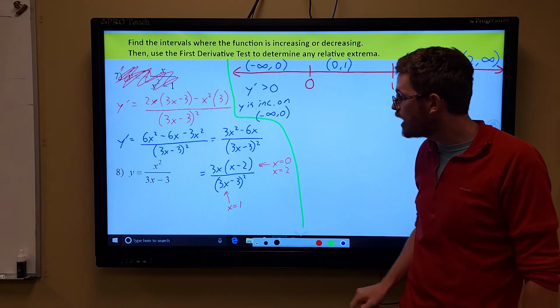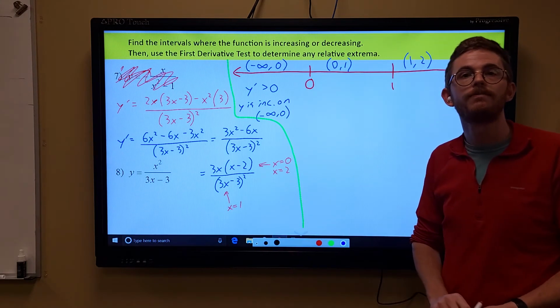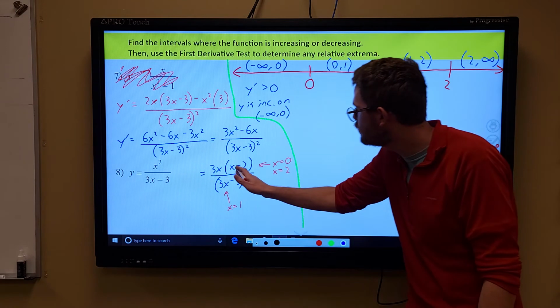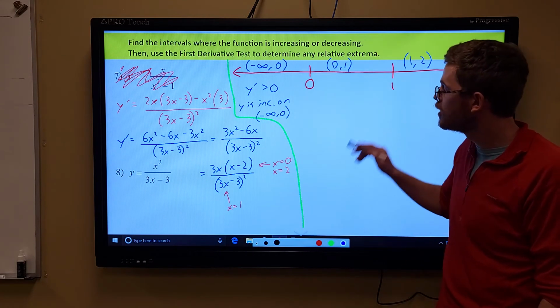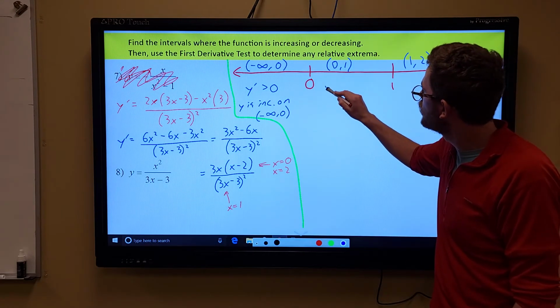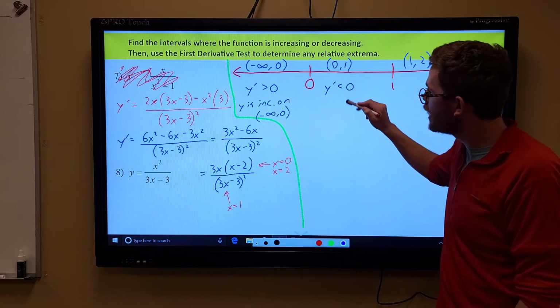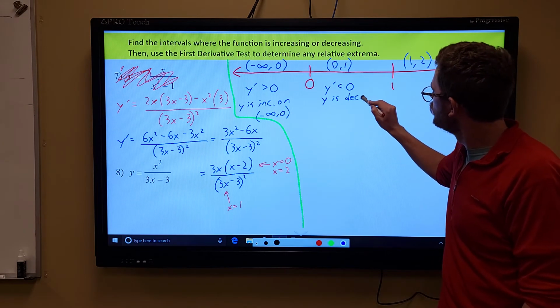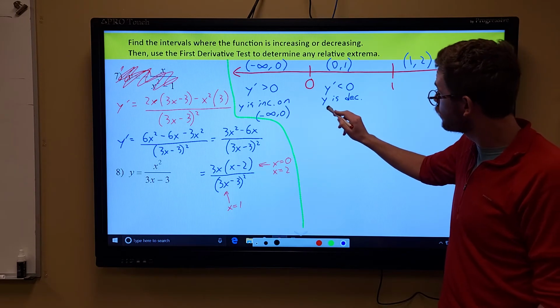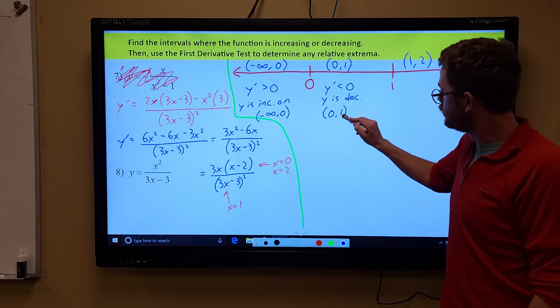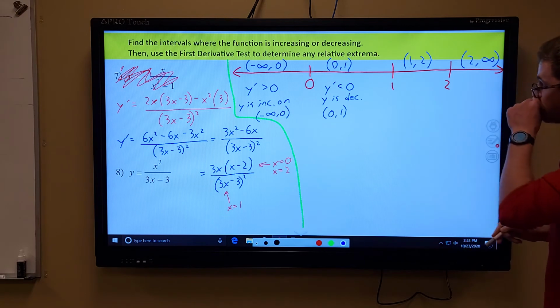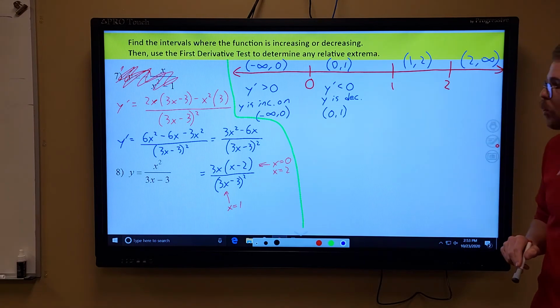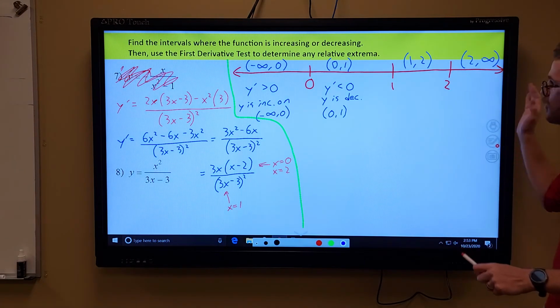Half minus 2 is negative, so the numerator is negative. It would be a positive times a negative. So we have a first derivative that is negative. So that means our original function is decreasing on this interval.